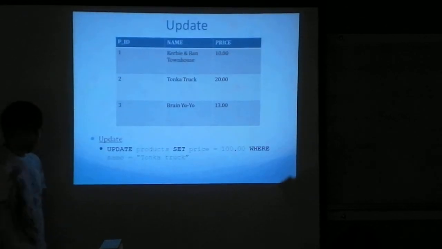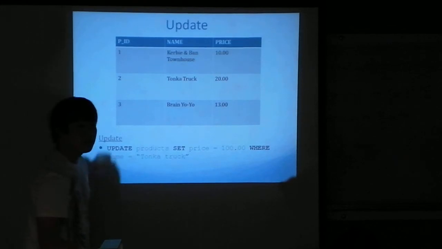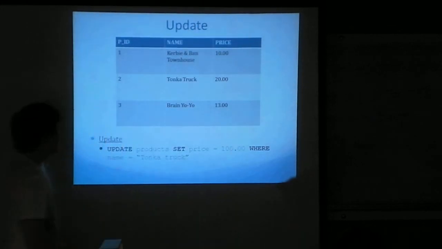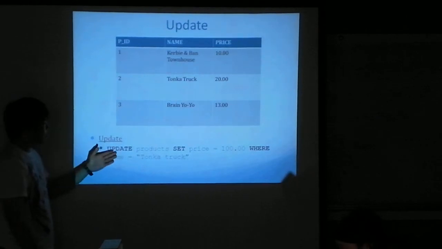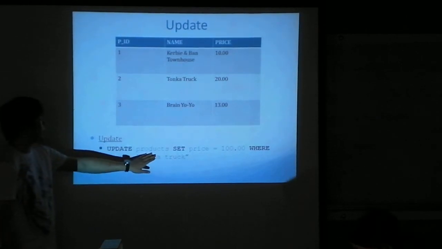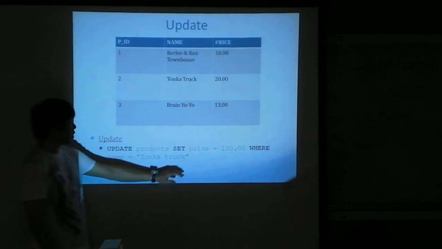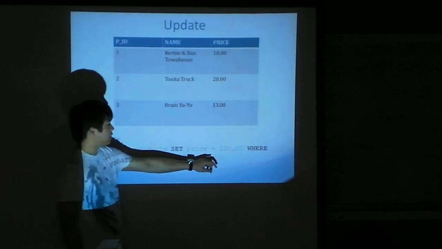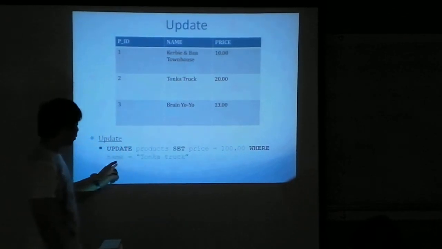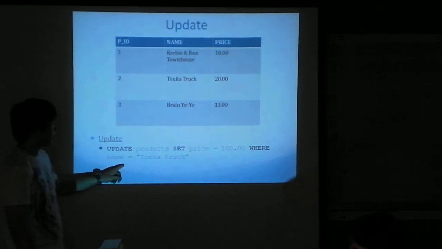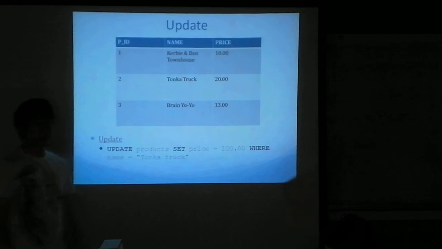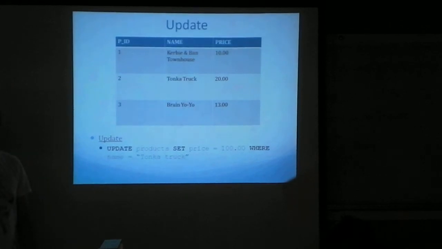Okay, so now we're going to have an update example. So we have update and the table that we're going to update, which is the products table, and we're going to set the price to $100 if the row has a name equal to Tonka truck. Does anyone want to answer this question? Sure. What would happen?